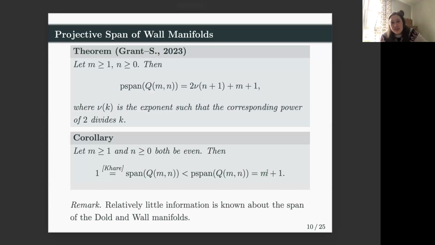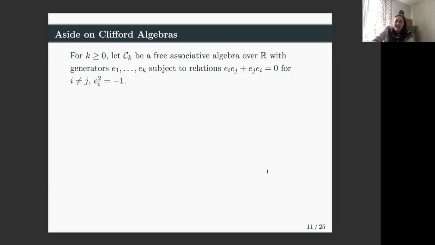And one other thing I wanted to mention: we thought this was surprising because the span of the Dold and wall manifolds is a complete mess. It's a really, really rough situation. People do not know much about vector fields on these manifolds. So we were really surprised that we got such a compact and simple formula for the projective span. Now, I'm not going to go into the details of the proof, but the proof is actually very, very simple. It's really constructive. And I just want to give you an idea as to how we did it.